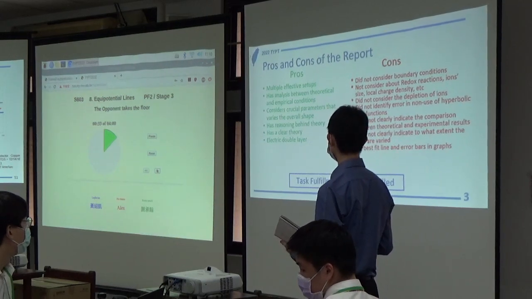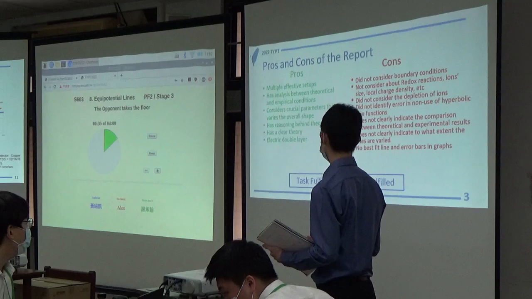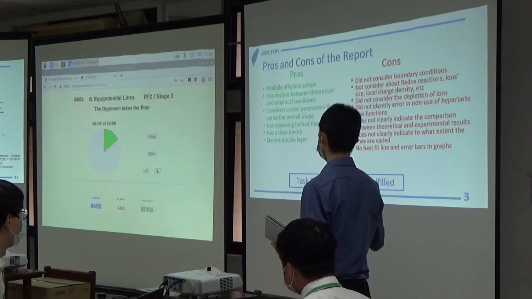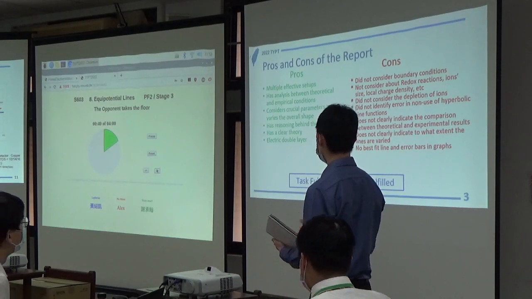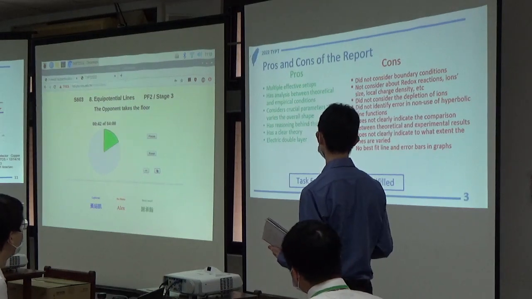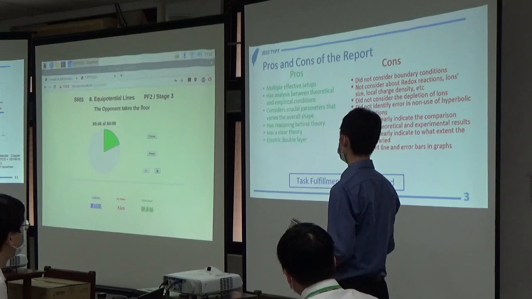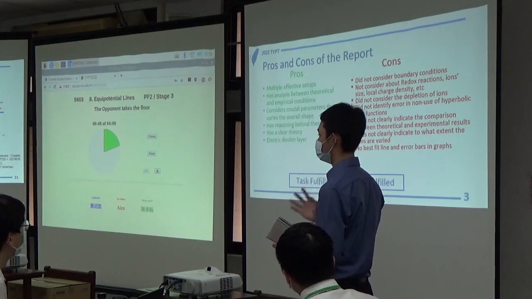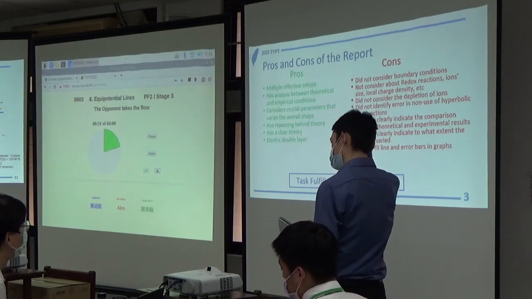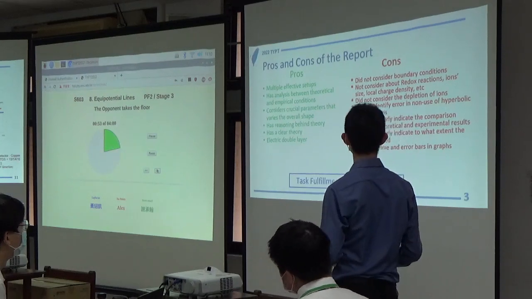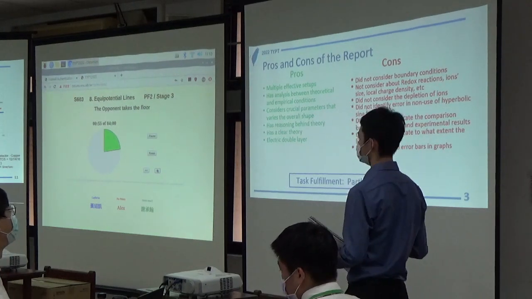He considered some crucial parameters that would vary the overall shape of the formation, even though I will add that he's missing half of the entire presentation overall by not including boundary conditions. He has some reasoning behind the theory that's relatively clear, and he also included the electric double layer effect and the Boltzmann Poisson distribution. The cons for the report were that he didn't consider boundary conditions.